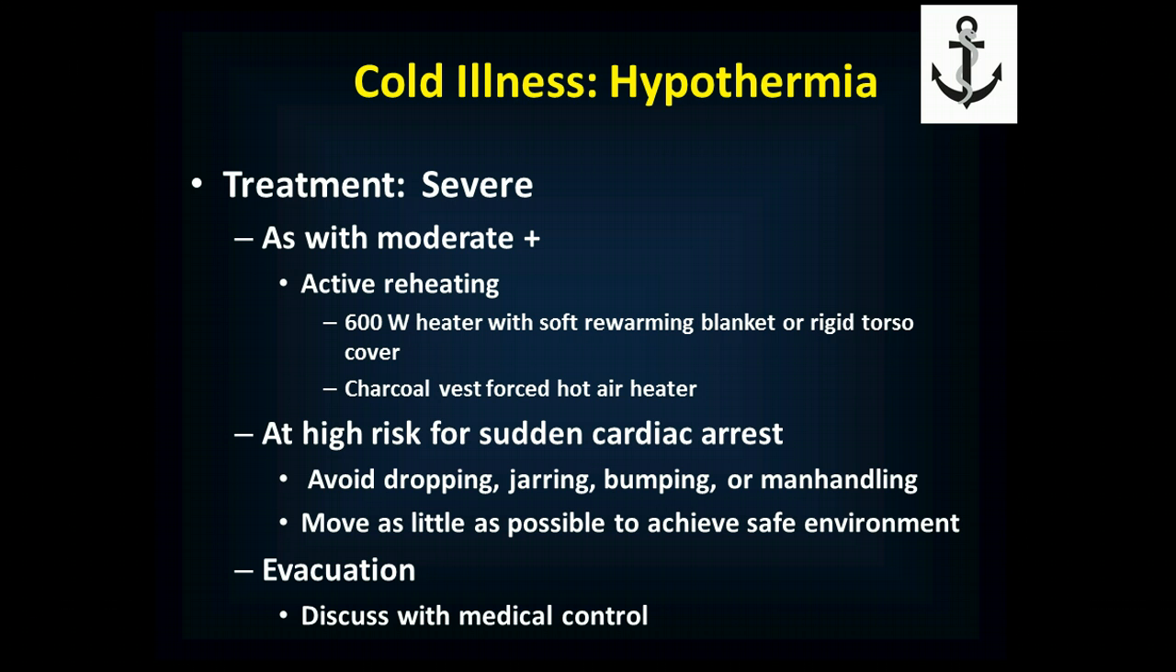So the treatment for severe hypothermia is the same as the treatment for moderate hypothermia, but you need to be much more aggressive with your active reheating. So if you have a 600 watt or an 850 watt heater that blows hot air, and you've got a soft rewarming blanket that's designed to hook up to that, or you build a rigid torso cover out of insulated wood panels or fiberboard panels, those are very effective for reheating patients. Unfortunately, most people don't have this around.